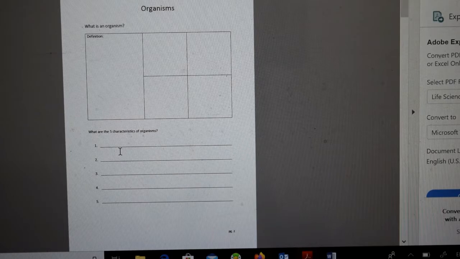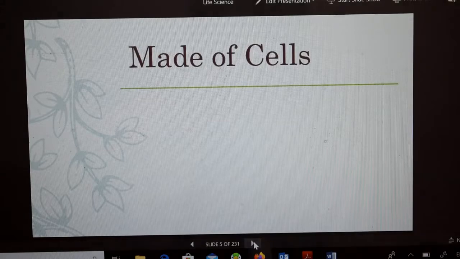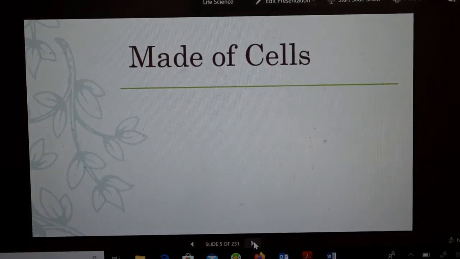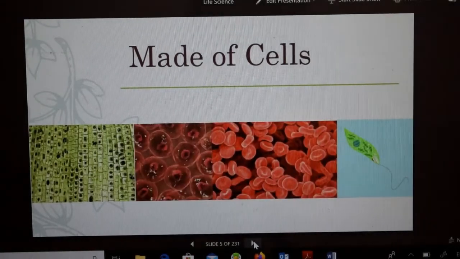So now we're moving on. We've answered the first question. What is an organism? An organism is anything that's alive. So what are those characteristics? The first characteristic is that organisms are made up of cells.